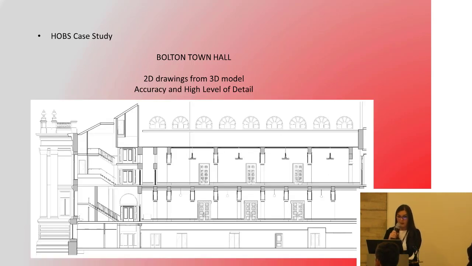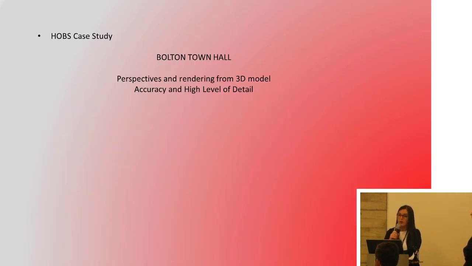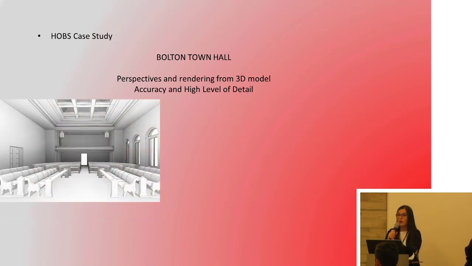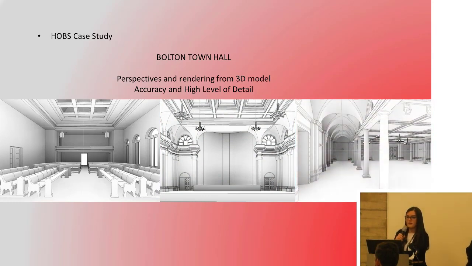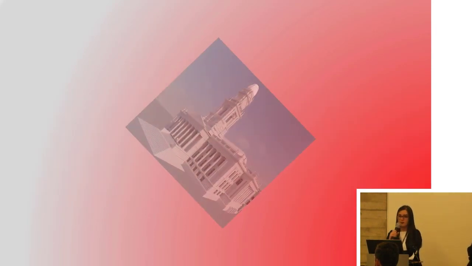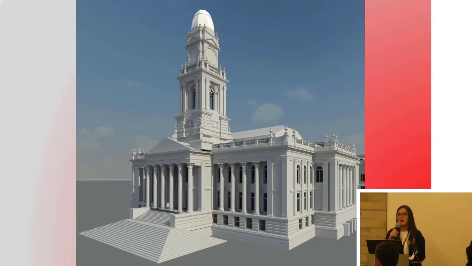So another accurate section. And we can also have some views, renderings, like this. Just by putting elements with the sky and the white stone, you can have a render like this.